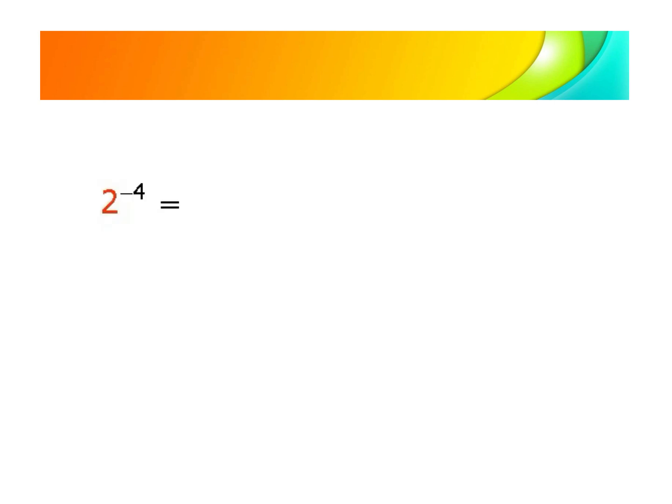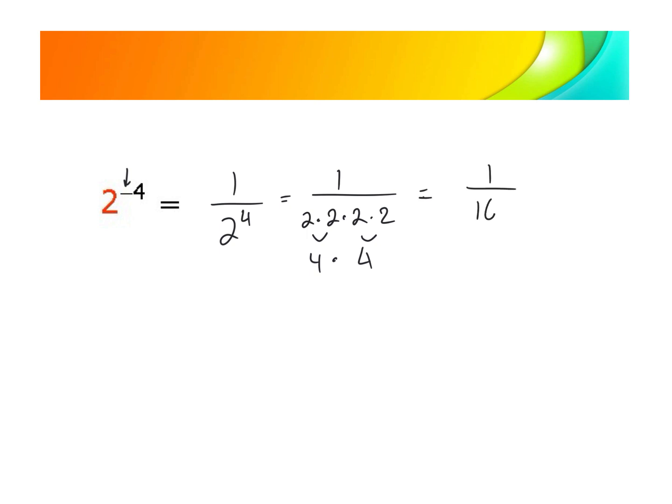So let's solve this one together. We're going to have 1 over 2 to the 4th because we have this negative. Again, it doesn't mean it's unhappy, it doesn't mean it's negative. It just means it's in the wrong place. So we're going to do 1 over, I'm going to write it 2 times 2 times 2 times 2. So this is 4, this is 4. So we get 1 over 16. That's our answer.